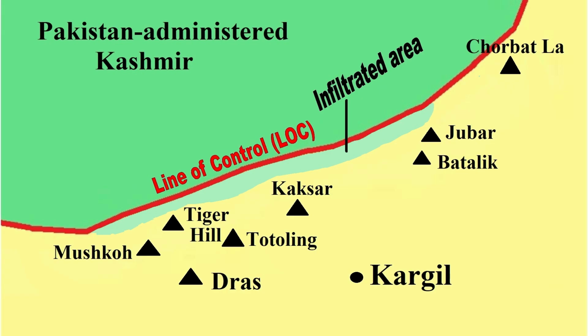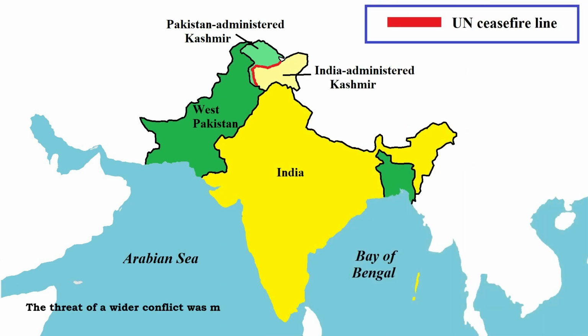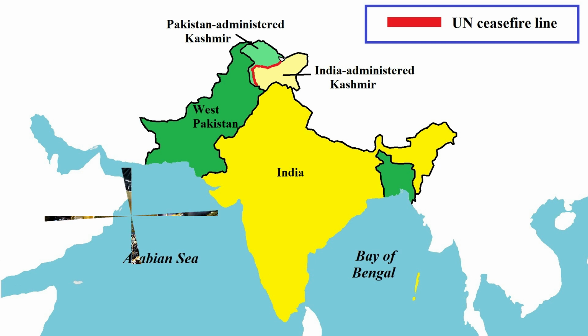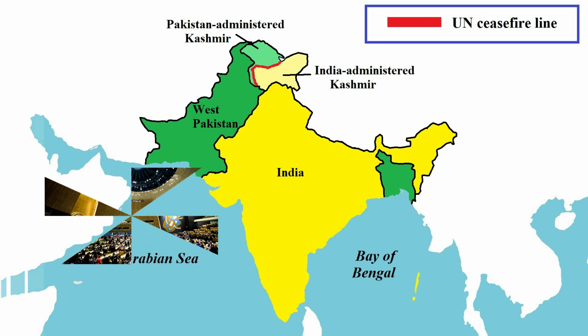By early July 1999, many of the infiltrated areas had been recaptured. By then, Pakistan threatened to militarily intervene in the war. The threat of a wider conflict was made worse since both countries possessed nuclear weapons, and Indian and Pakistani leaders hinted at using these arsenals. The specter of a nuclear war greatly alarmed the United Nations, which put pressure on both sides.